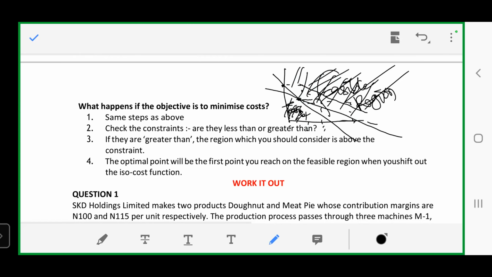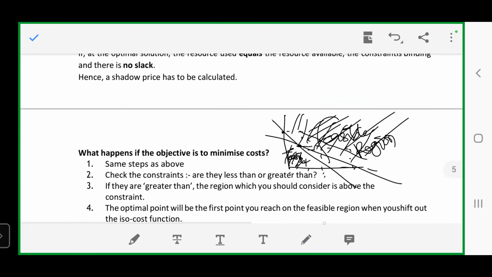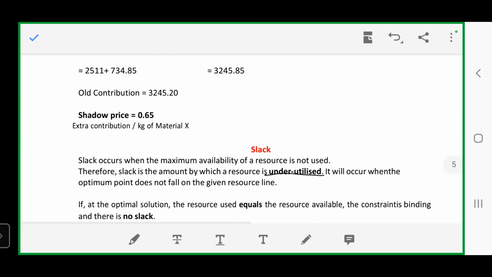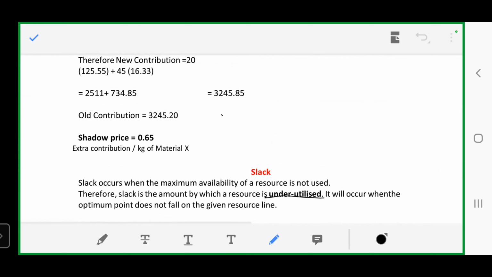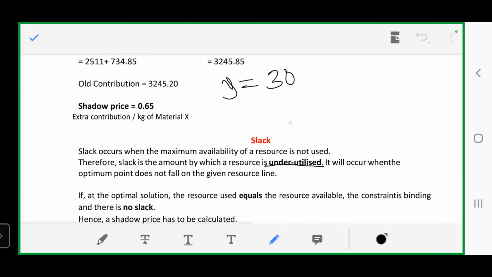And we should also note that the optimal point will be the first point you reach on your feasible region when you shift out the iso-cost function. At times, you'll be given the iso-cost function. How is the iso-cost function given? They may tell us in the equation, just like what we had yesterday. They may just give us y equal to 30. That's just for instance.